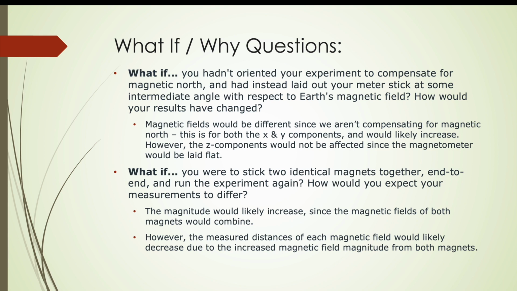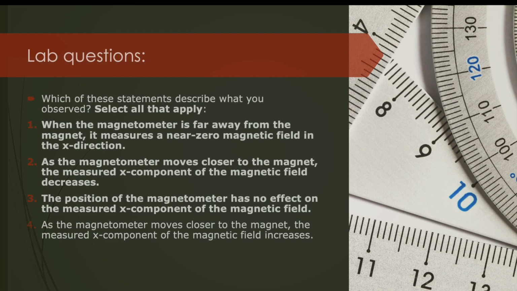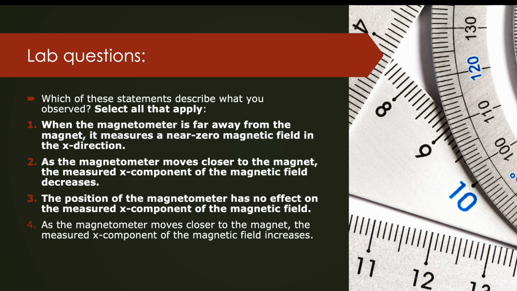What if you were to stick two identical magnets together end to end and run the experiment again? How would you expect your experiment to differ? The magnitude would likely increase since the magnetic fields of both magnets would combine. However, the measured distances between the magnetic fields would likely decrease due to the increased magnetic field magnitudes from both magnets. Lab questions. Which of these statements correctly describe what you've observed?